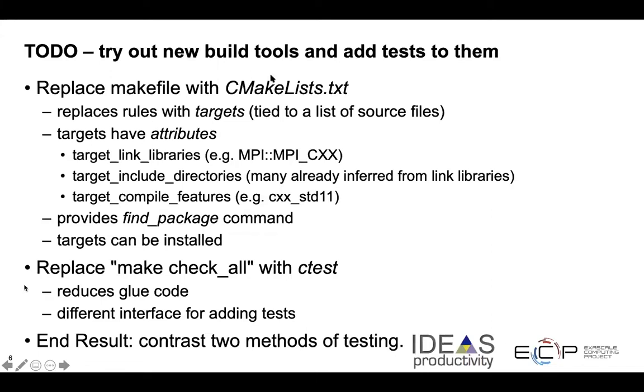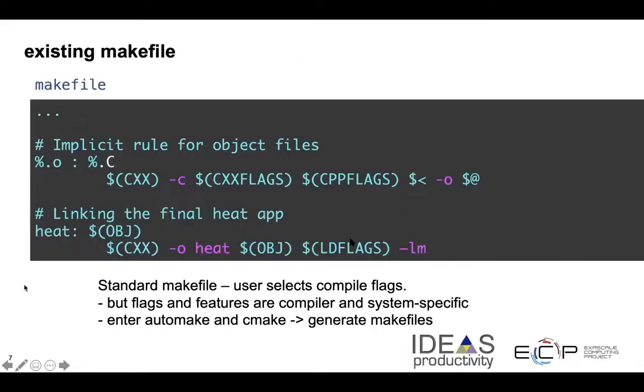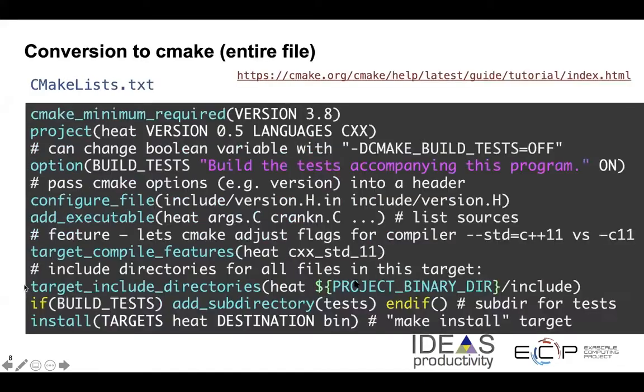And CMake also provides a ctest command, which replaces your make check all. So we'll be able to contrast these two different methods of testing, kind of dig into the weeds of implementing testing here a little bit. In a makefile, you can have an implicit rule for creating object files. And like I said before, the flags and features are compiler and system specific.